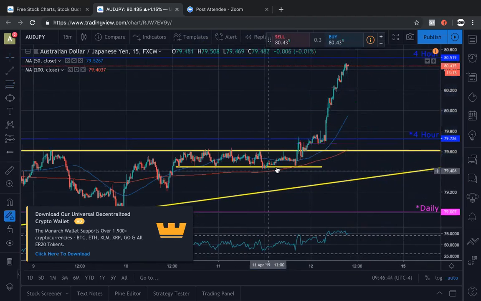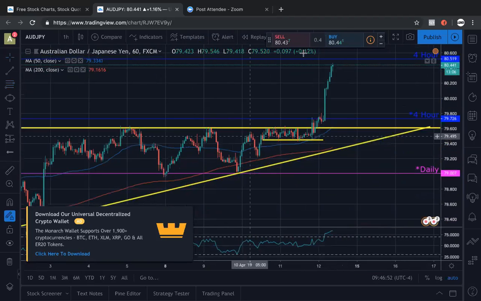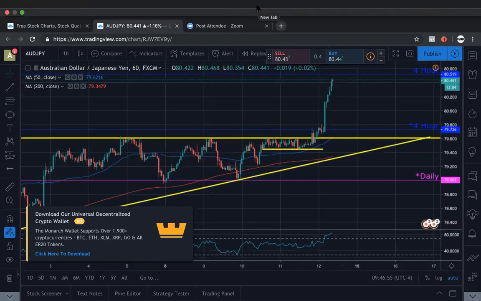So that's the reason why I said to set that stop loss at this yellow line up here. It was important that we did that. So just going back to the 1 hour. And before I move on, do any of you guys have any questions?